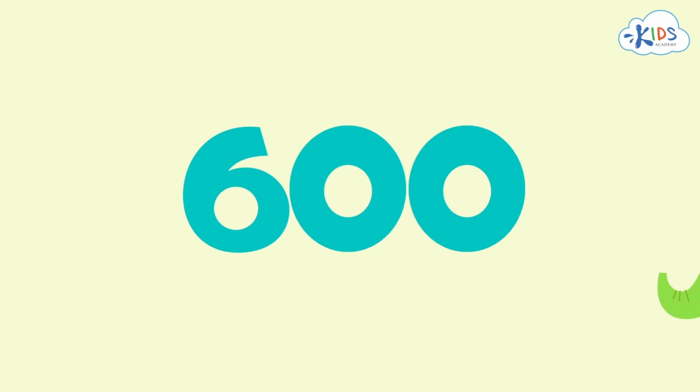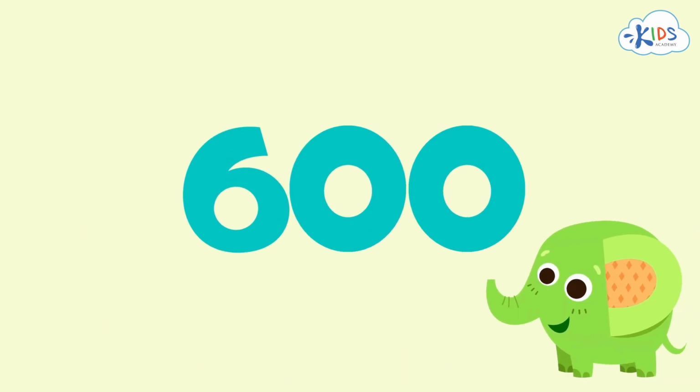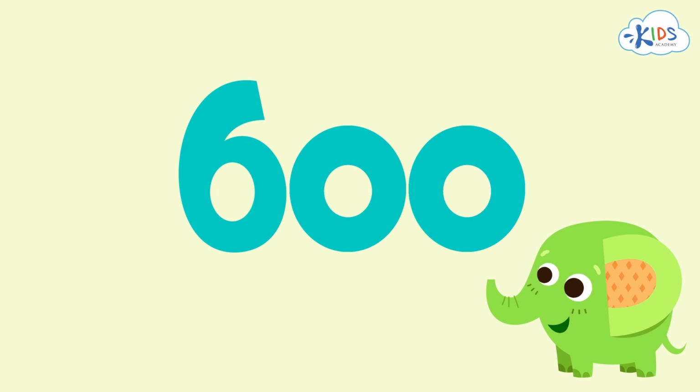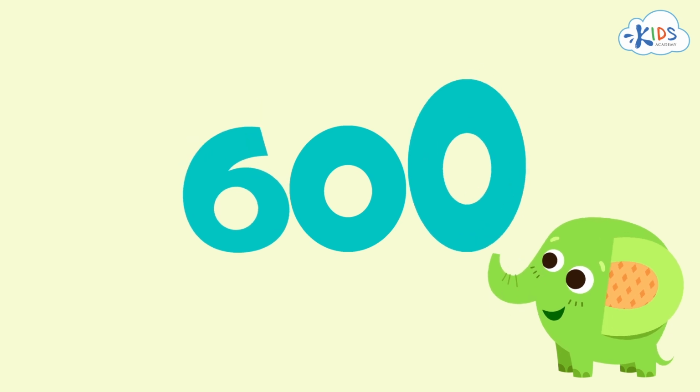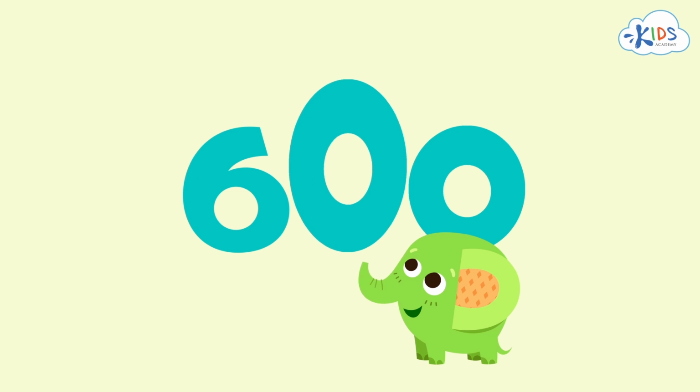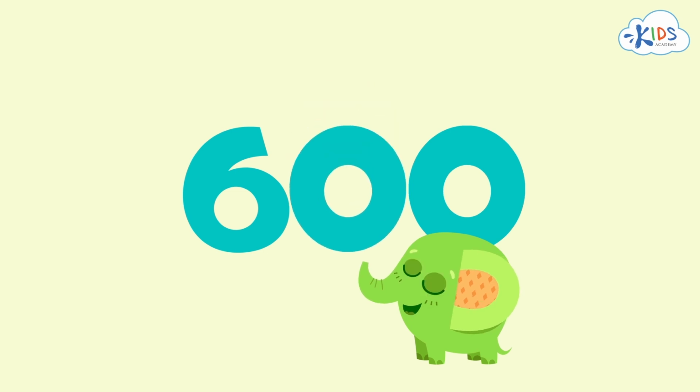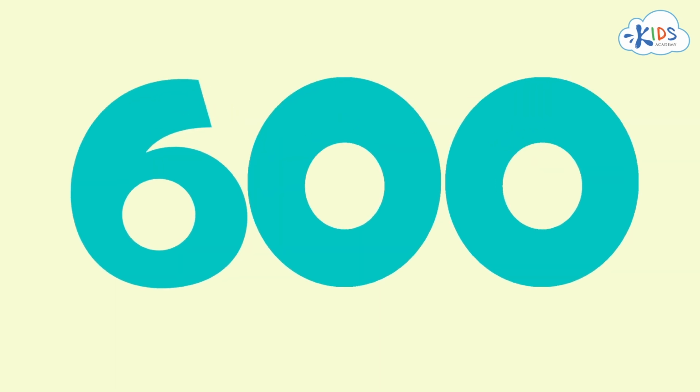Check out this number, 600. Only the 6 in the hundreds place has any value. There is a 0 in the ones place and a 0 in the tens place. Let's have a closer look at 600 to uncover the mystery of the hundreds place again.